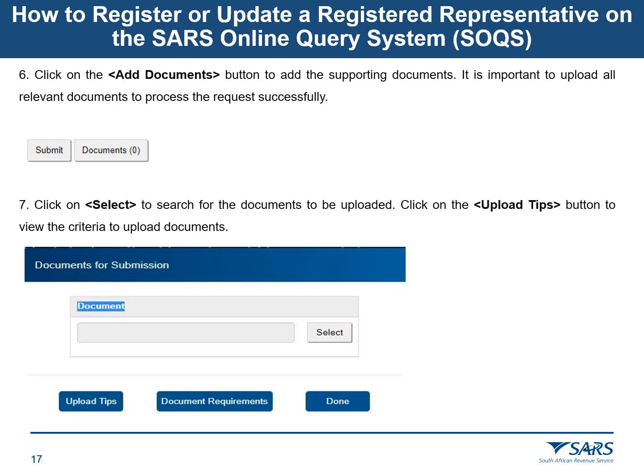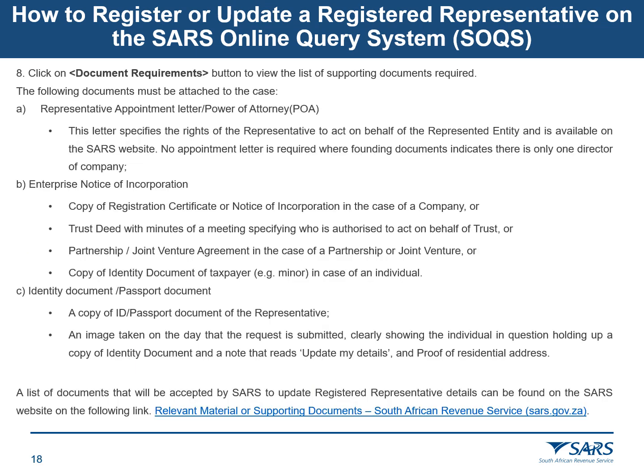Click on Add Document button to add the supporting documents. It is important to upload all the relevant supporting documents in order for the process to be successful. Click on Select, search for the documents, and then upload the documents. Click on Document Requirements button to view the list of supporting documents required.